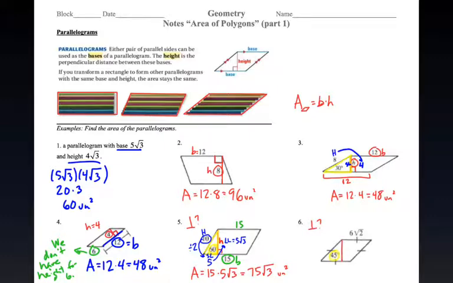On number 6, we also have to go calculate the height. This one, if you notice, all the sides are the same. This one's a rhombus, actually. This one could be at the bottom part of this page, but it's using the parallelogram formula.